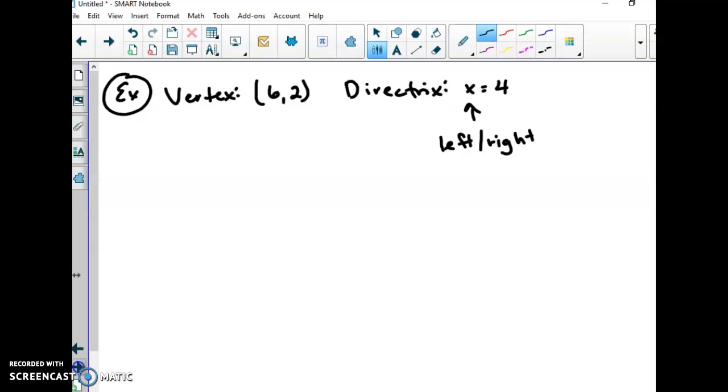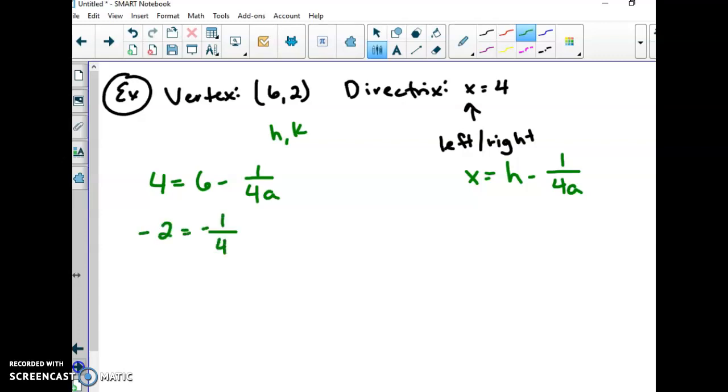Now, the vertex is given, h comma k. The directrix, remember, is x equals h minus 1 over 4a. Okay, well from this I can then determine my a value in order to write my equation. So I have 4 equals 6 minus 1 over 4a. All I did was plug in my h into that formula and knowing that my directrix is 4. So I'm going to go ahead and solve this just algebraically.